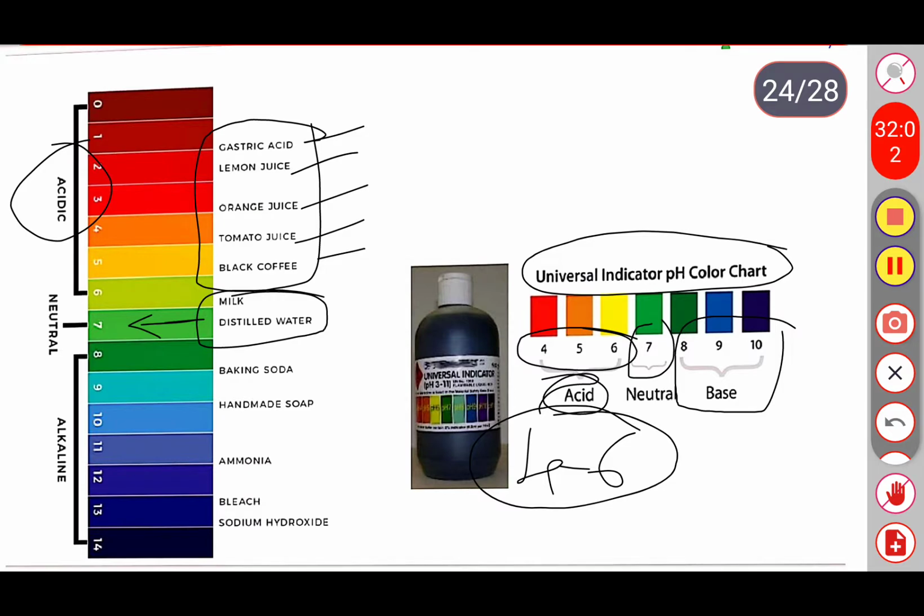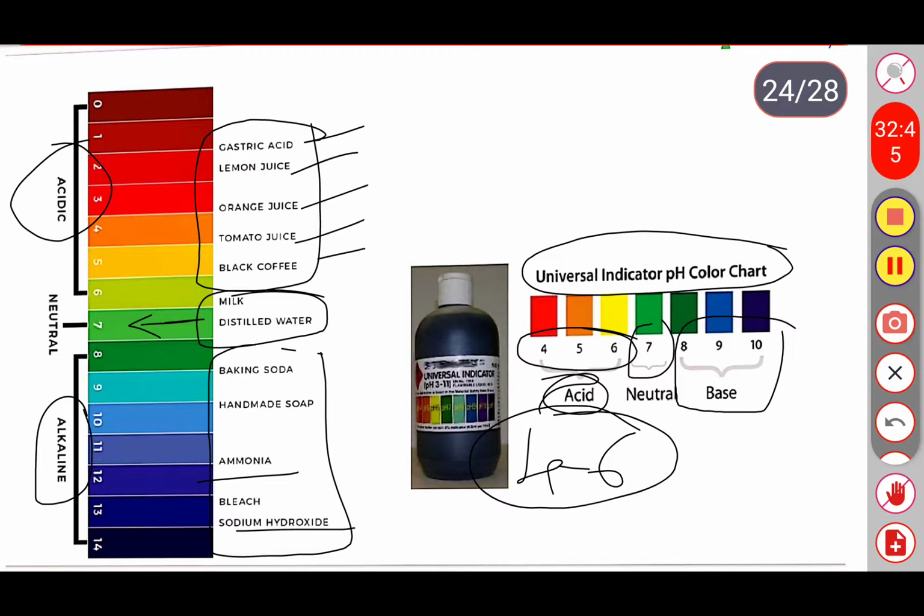And next one is baking soda, handmade soaps, ammonia, bleaching powder and sodium hydroxide. All the basic substances like potassium hydroxide or magnesium hydroxide or calcium hydroxide. Next one, aluminum hydroxide, ferric hydroxide. All these substances belong to alkalis or bases. So these are some of the substances. With the help of these substances we can easily classify whether the substances are acidic or basic or neutral.